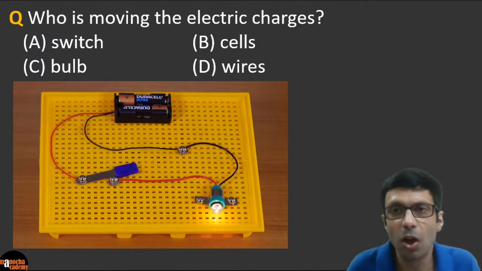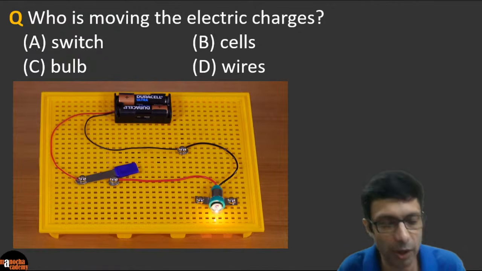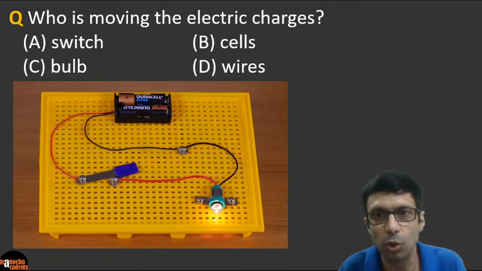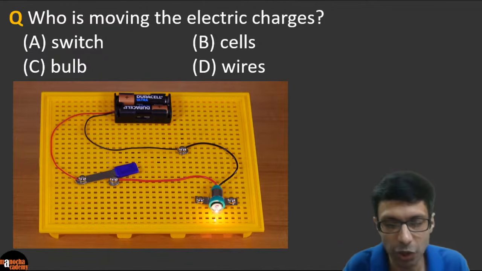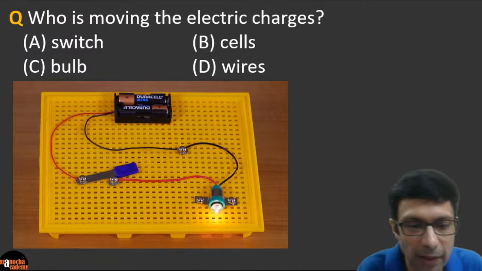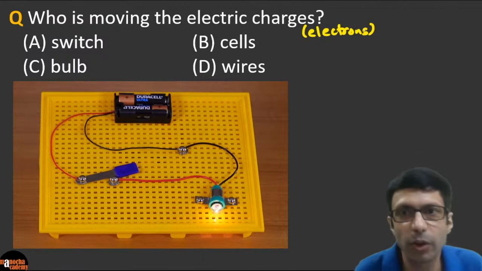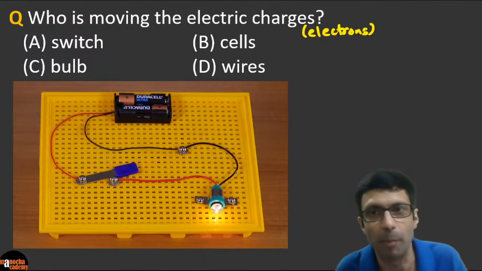Now the question is, who is moving the electric charges? So we said that the electrons are moving in the wire. So I have this question, guys. In this setup, you can see the cells, the switch, the wires, the bulb. Can you tell me who is moving the electric charges, or in other words, who is moving the electrons? So what do you think? Is it the switch, the cells, the bulb, the wires?